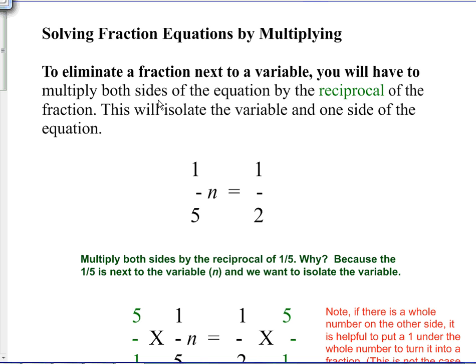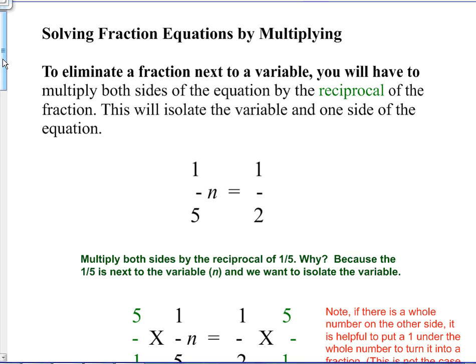In order to eliminate a fraction next to a variable, because that's always our goal, to get the variable by itself, you will have to multiply both sides of the equation by the reciprocal of the fraction. If you recall, the reciprocal of a fraction is just turning the fraction upside down. This will isolate the variable on one side of the equation.